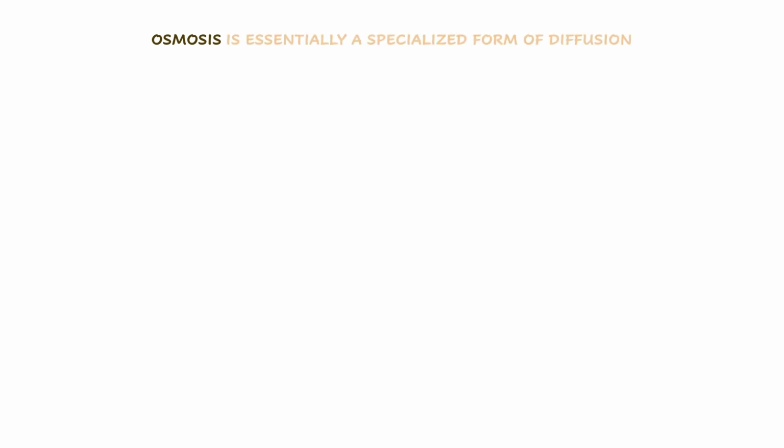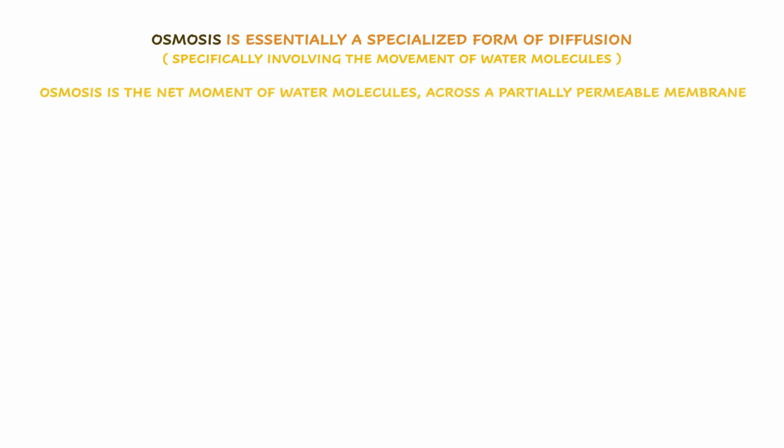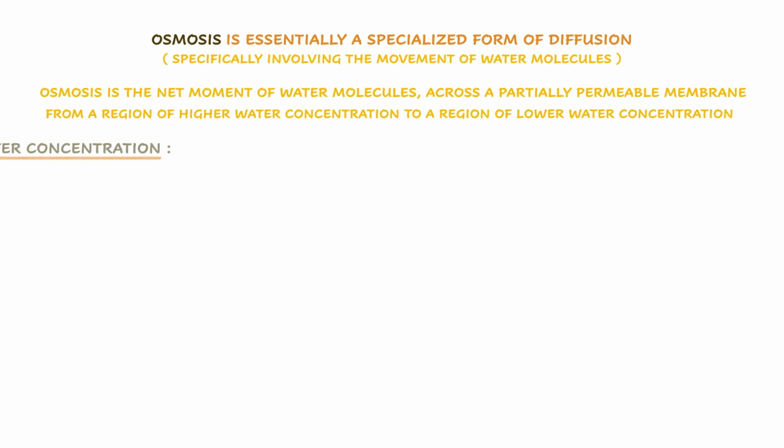Osmosis is essentially a specialized form of diffusion, specifically involving the movement of water molecules. The key definition to remember is that osmosis is the net movement of water molecules across a partially permeable membrane, moving from a region of higher water concentration to a region of lower water concentration. The term water concentration can be a bit tricky.